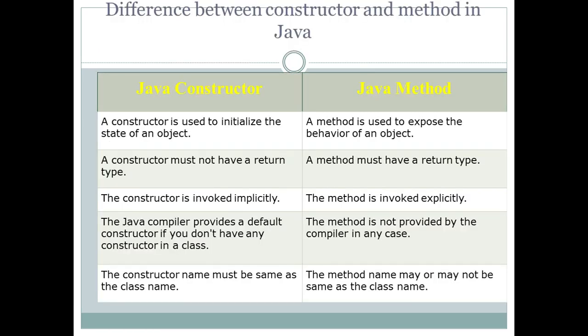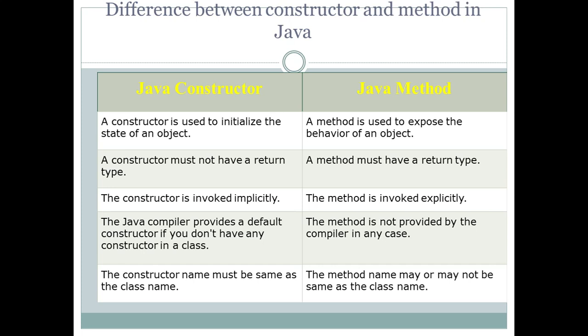A constructor name must have the same name as its class name. A constructor must have no explicit return type, meaning void, int, and so on are not a return type for the constructor. Then a constructor cannot be abstract, static, final, or synchronized.